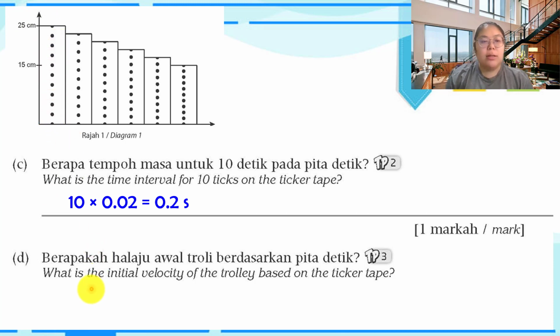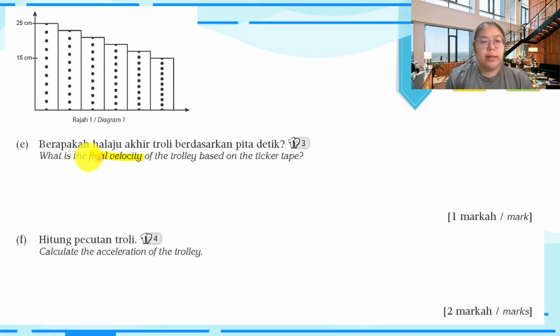Okay, 1 bar. So now first one, they want to find initial velocity. Initial velocity means the first bar. So the first bar, how many cm? 25 cm. So the time taken is 0.2 seconds. So we do the calculation. 25 over 0.2. So there's 1.25 ms negative 1. Okay, another one is to find the final velocity for the last bar. The last bar is 15 cm. So the formula is the same. 15 cm over 0.2. So I get 0.75 ms negative 1.